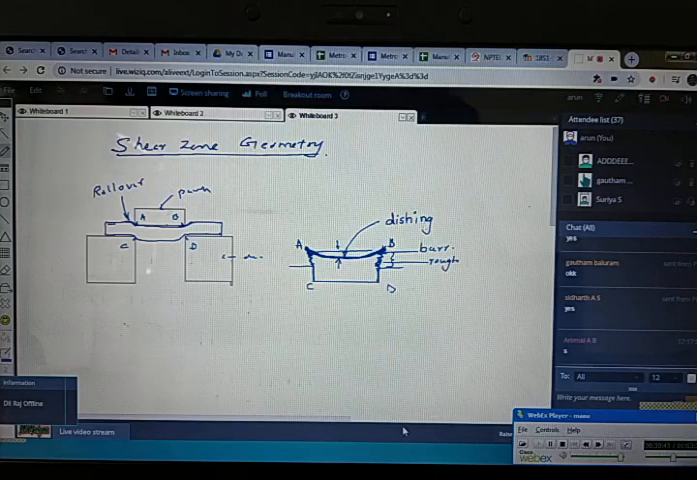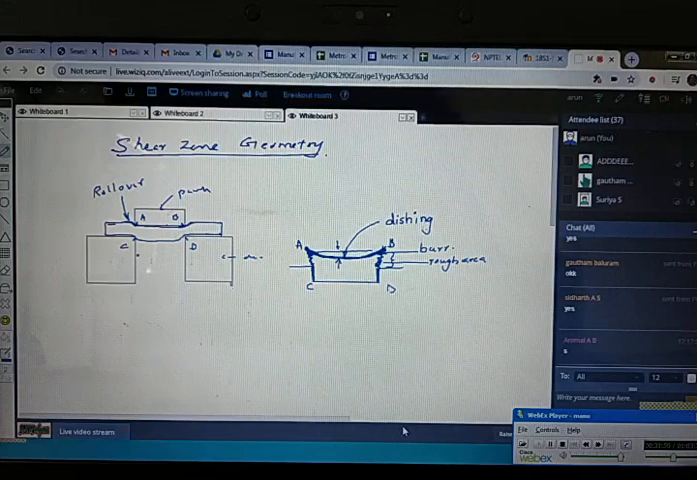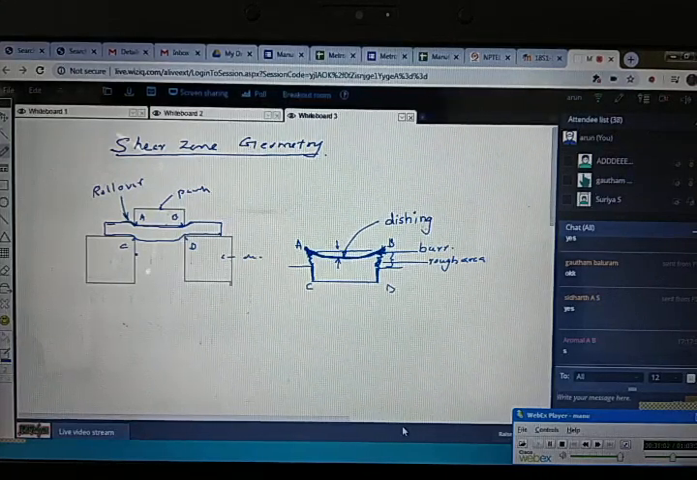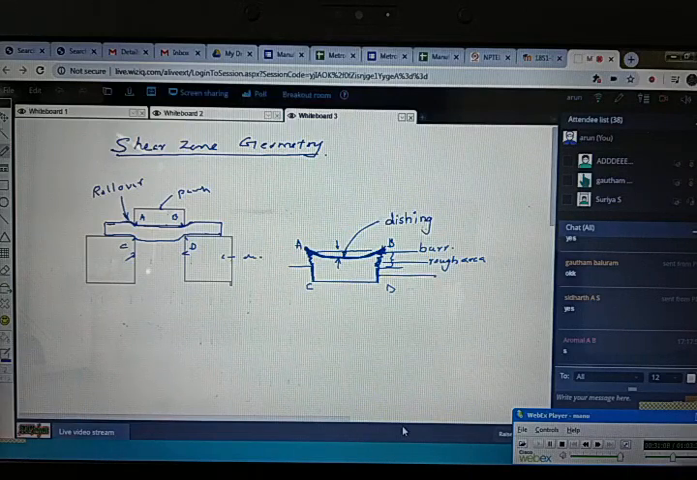And the initial points, that is just below D and C, these surfaces are the burnished area. That is, it is in contact with the punch and the die. Due to the friction between the punch and die, it gets polished off. That is what we call the burnished area.